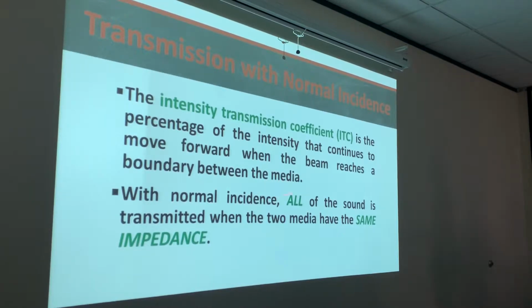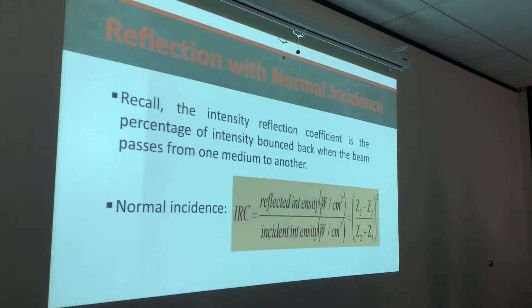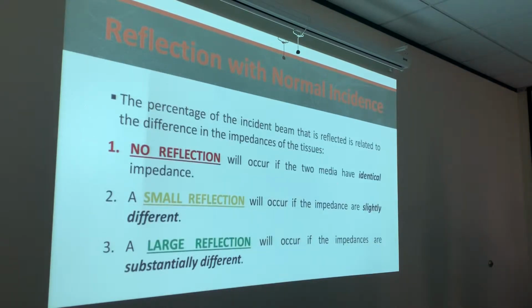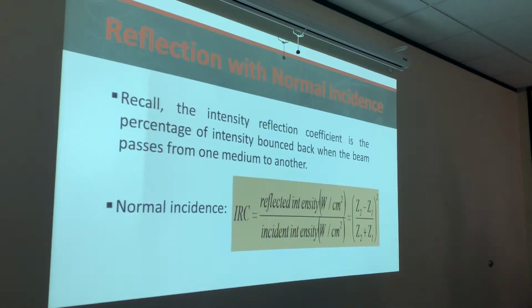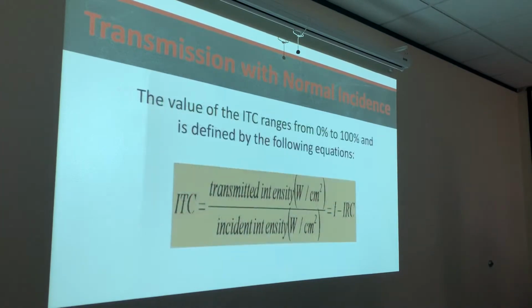With normal incidence, all of the sound is transmitted when the media have the same impedance, correct? Okay, remember, like I said, we won't get a reflection if the mediums have identical impedance. That means all of that sound is being transmitted if we're not getting a reflection, right? Because we're not losing energy. We have to account for that energy. It means there's no resistance. Exactly. It's going to keep transmitting.